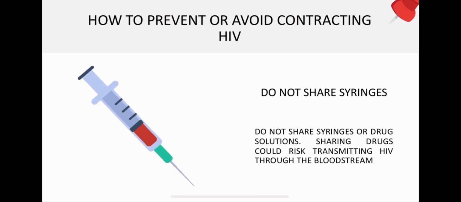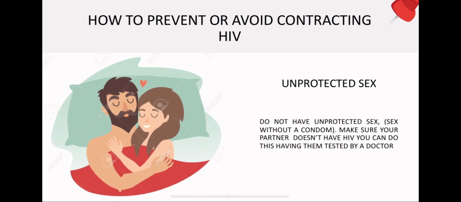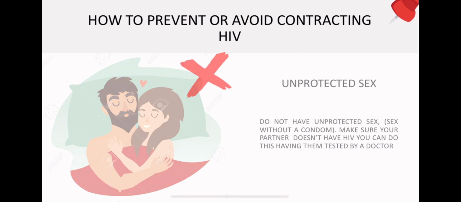Next is do not share syringes. Do not share syringes or drug solutions. Sharing drugs could risk transmitting HIV through the bloodstream. And next, unprotected sex. Do not have unprotected sex or sex without a condom. Make sure your partner doesn't have HIV. You can do this by having them tested by a doctor.